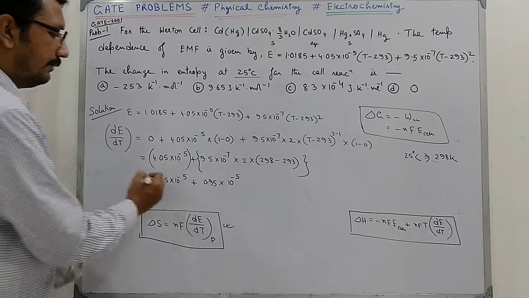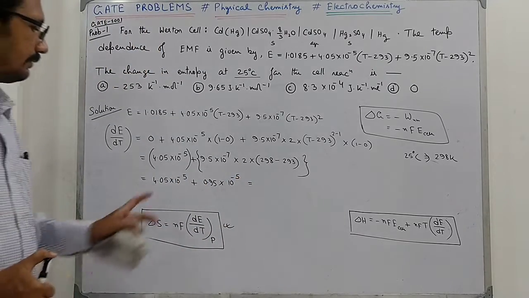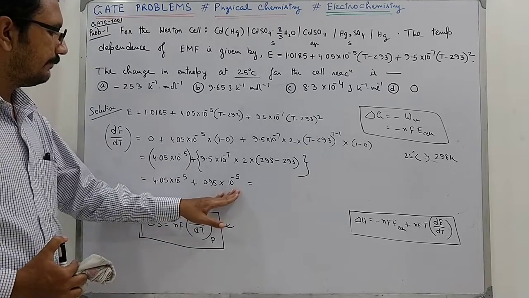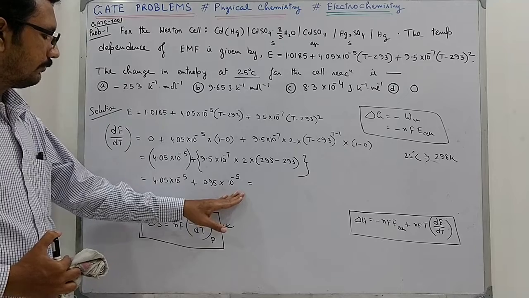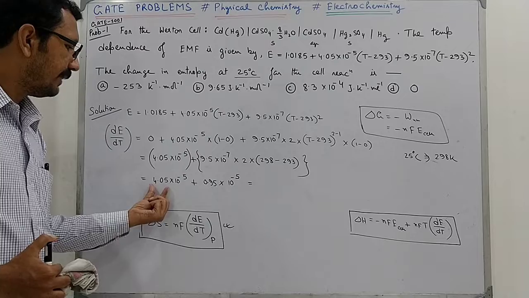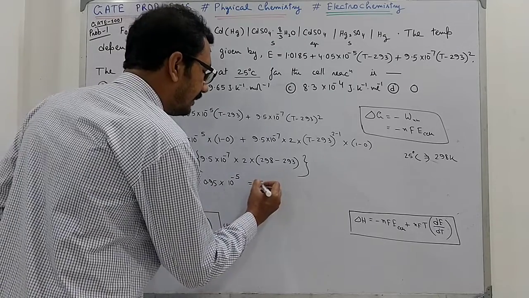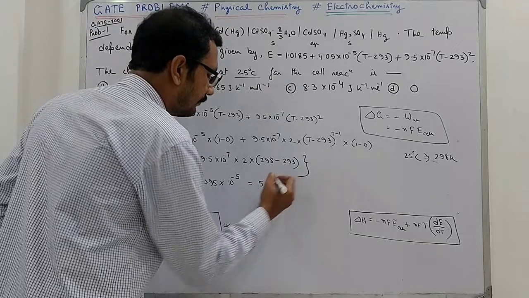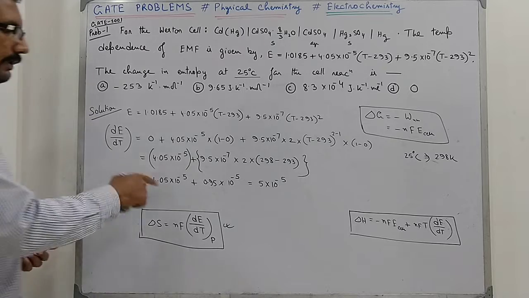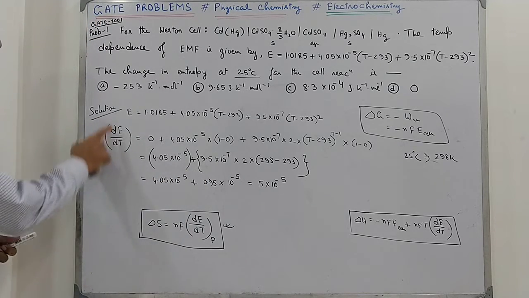So that will give you 0.95. Now when you add this, I am taking the powers in identical form, so that it will be easier to add them. Now this 4.05 plus 0.95, what will it be? It will be 5 into 10 to the power minus 5. So that will be helpful too. In this way you can avoid use of calculator. So you get the value of dE/dT.